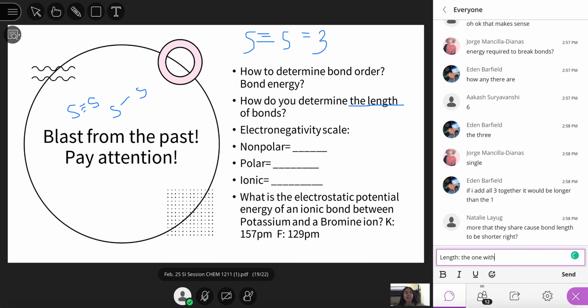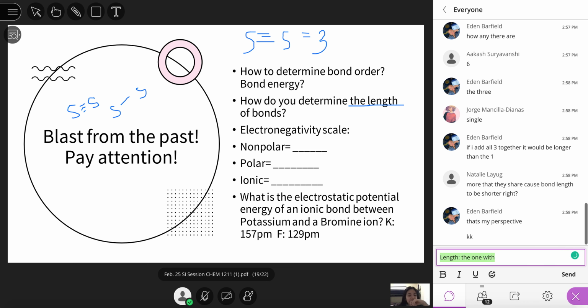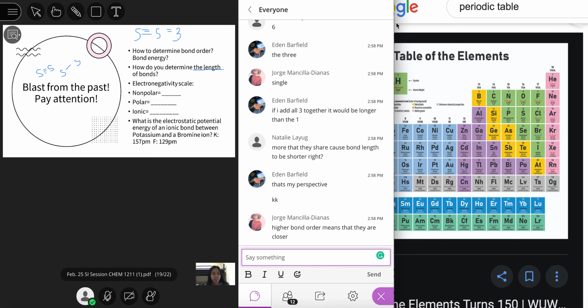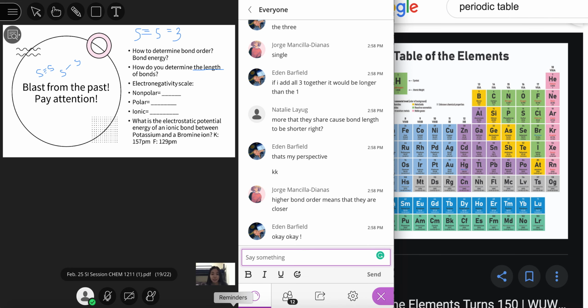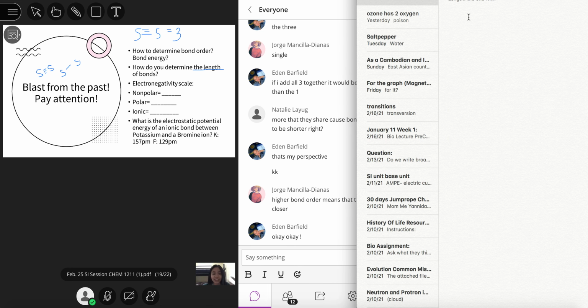Actually, Eden is the opposite: if there's 1, then it's going to be longer, versus 3, which is going to be choppy, like small little bits. 1 is going to be much longer. And then Jorge, it's always right usually anyways. I saw your smart work score.